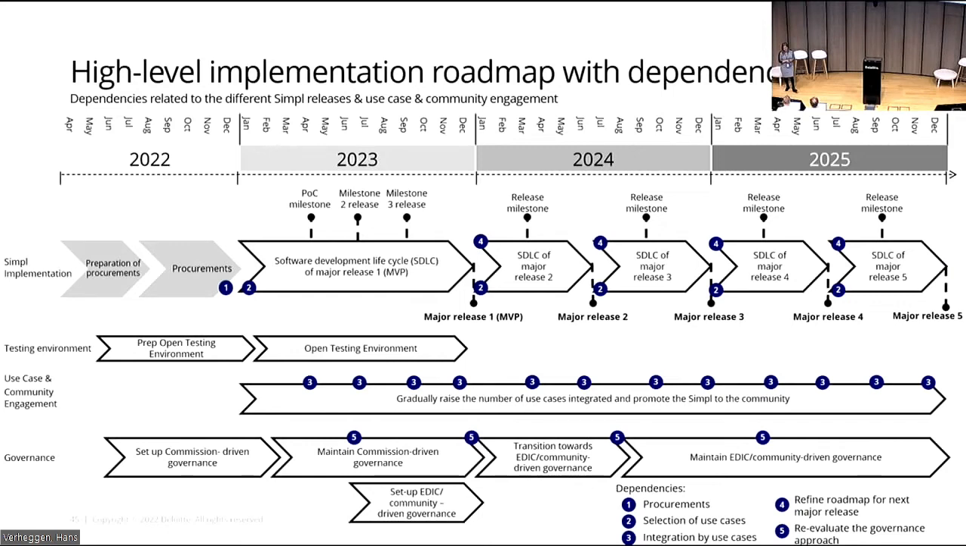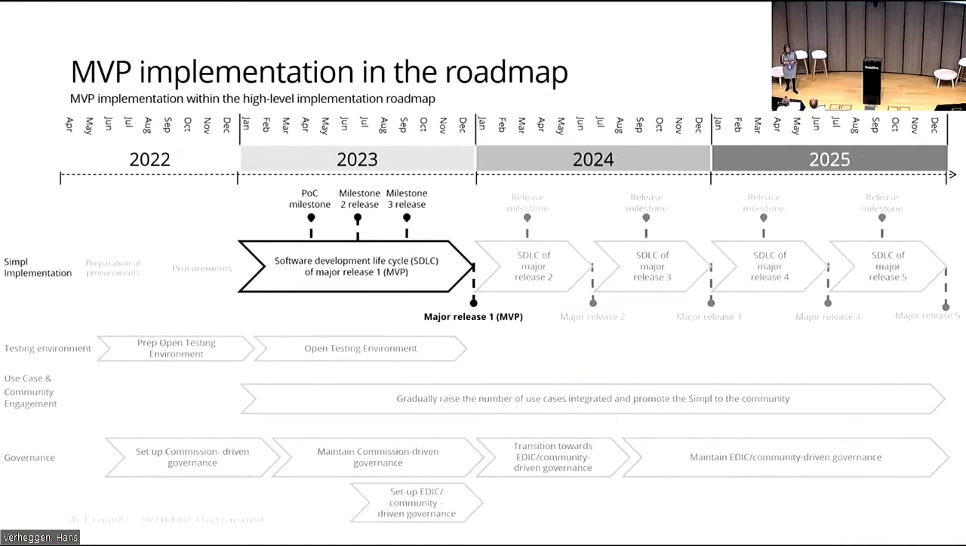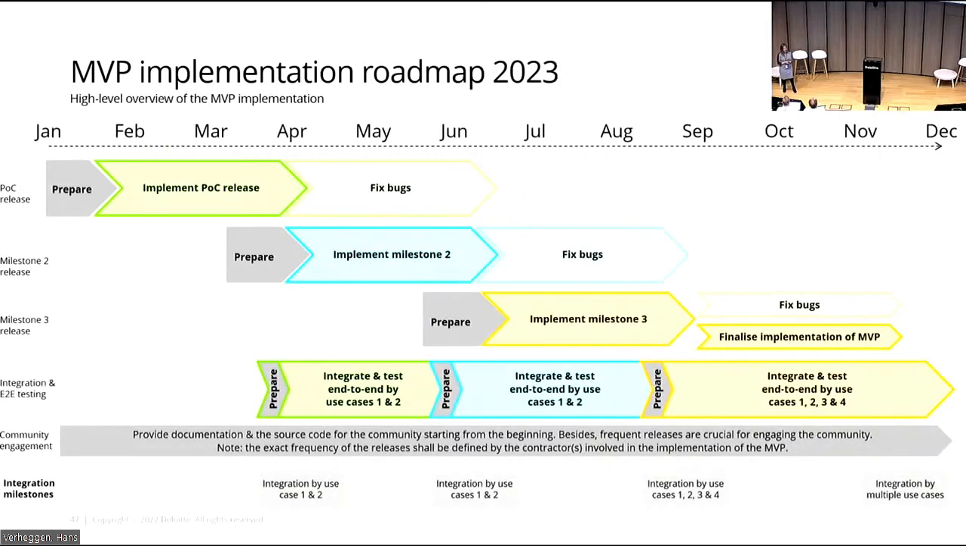Again, my colleague will explain this in details, but the governance approach will also need to be evaluated if the community is mature enough to take over more responsibility. Then I would like to go into more details regarding the first year of the implementation, which will focus on the MVP development. Here you can see the processes related to the first year. And on the left side, you can see all the milestone releases again.